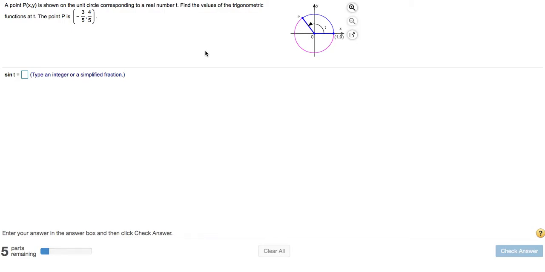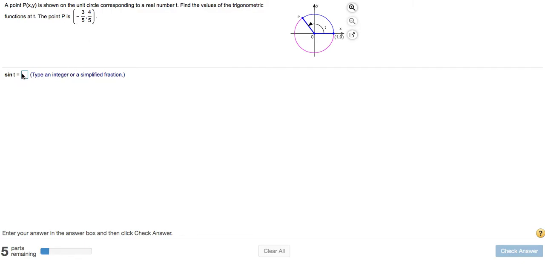For this problem, we're going to evaluate these 6 trig functions for this particular angle, t. All right, we're told that this is a unit circle. That means the radius is 1. And we're also given that the point P has the coordinates -3/5 for x and 4/5 for y.